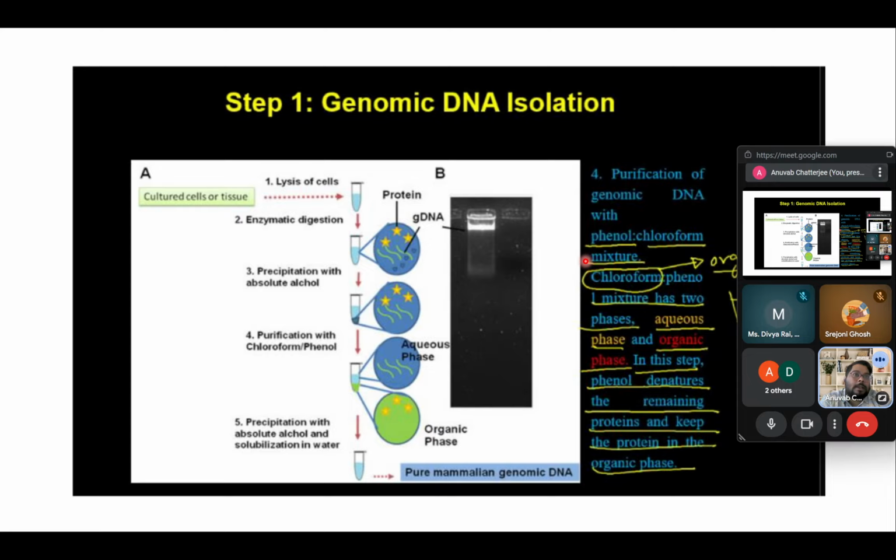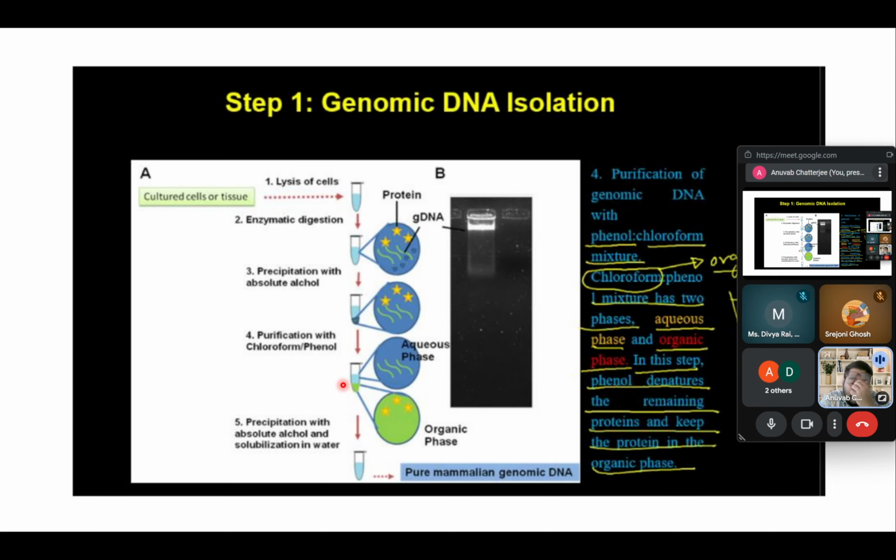Isoamyl alcohol is an ambivalent group, so it has an organic part as well as a polar part. So it essentially forms a middle layer between the organic chloroform and phenol layers and the upper aqueous layer. So it looks something like this. So this is your aqueous layer right here. You have your organic layer at the bottom, and in the middle there is this thin layer of isoamyl alcohol.